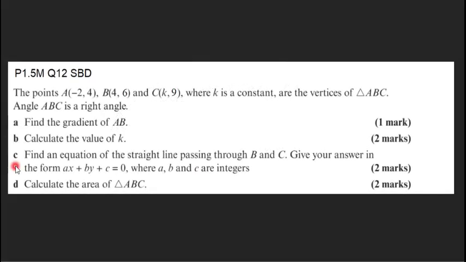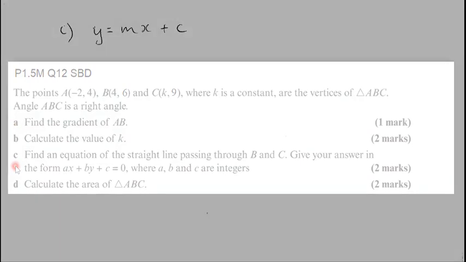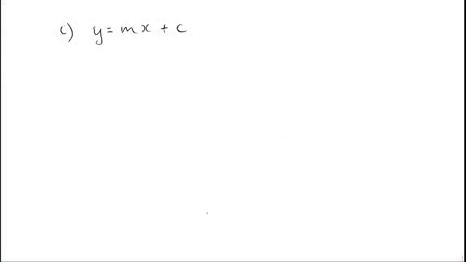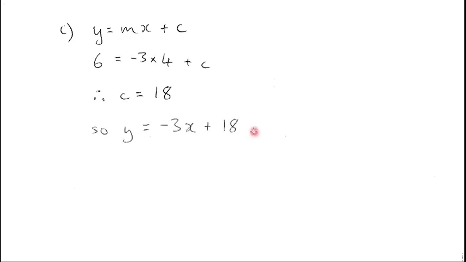Now we need to find the equation of the straight line through B and C, and I'm going to use y equals mx plus c in this case. I'm going to use point B because that's been given to us, so even if I've made a mistake with C, that won't affect this answer. So substitute and solve for c, which gives us the line in this form, but they don't ask for this form, they want the other form. So I've just transformed that into the other form.